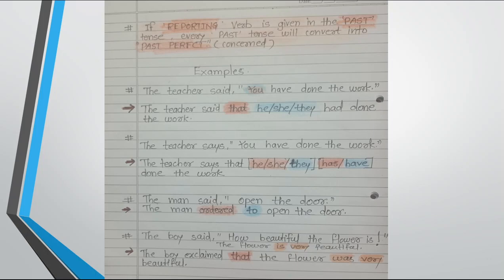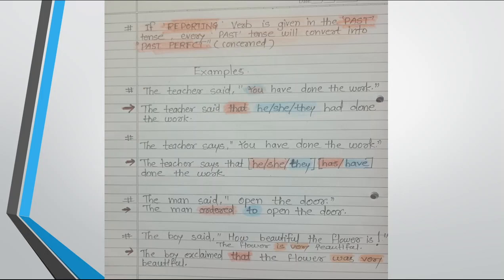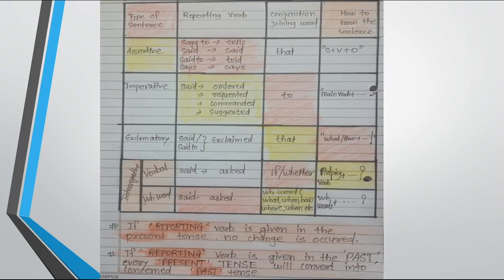The man said, open the door. Now here see, the man said, open the door. Here, open the door means the sentence begins with a verb. If the sentence begins with a verb and ends with a full stop, it is called an imperative sentence. So here, the man said, open the door, is an imperative sentence.